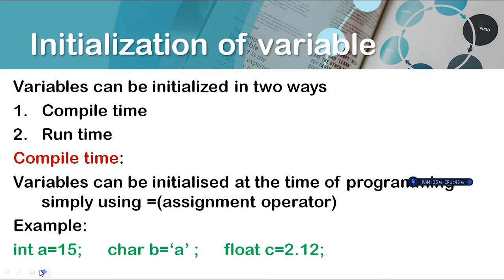Compile time initialization is nothing but initializing variables at the time of programming. So when you're writing the program itself, you can give the values of your variables in the program, right? Such initialization is said to be compile time, and we can simply use an equal symbol. So here is some example. Suppose I want to initialize an integer value. How can I initialize? I can use my assignment operator, equals to, and provide the value I want to store in my variable. Here in a I want to store 15, so I give 15 here.